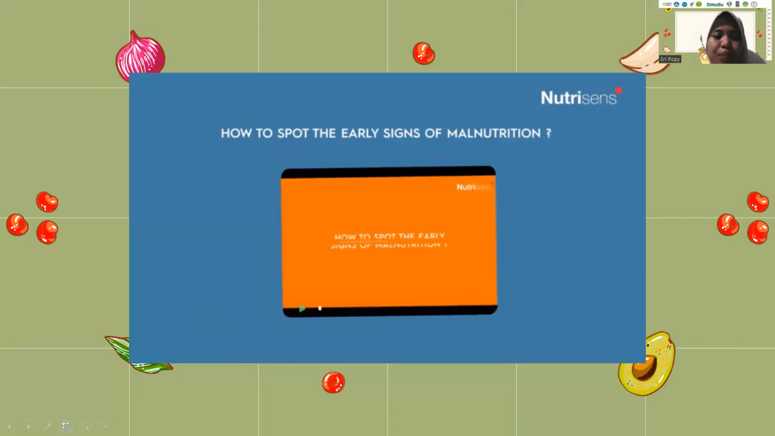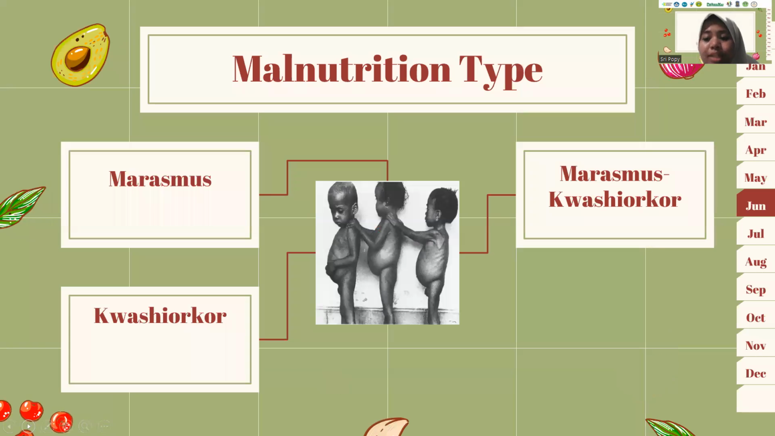Next. Malnutrition is divided into 3 types: 1. Marasmus, 2. Kwashiorkor, and 3. Marasmus-kwashiorkor.